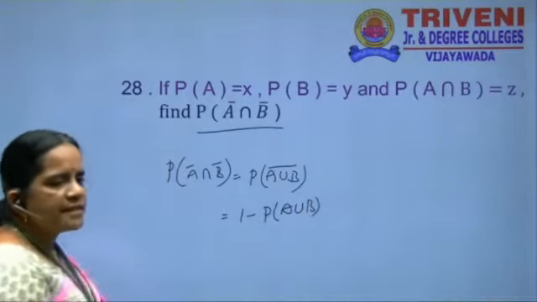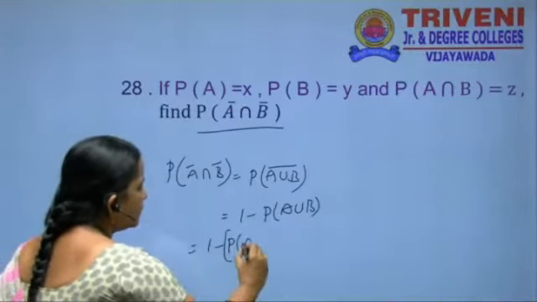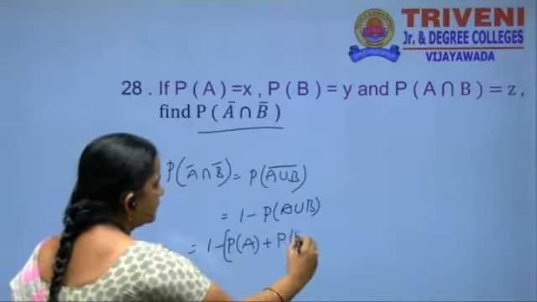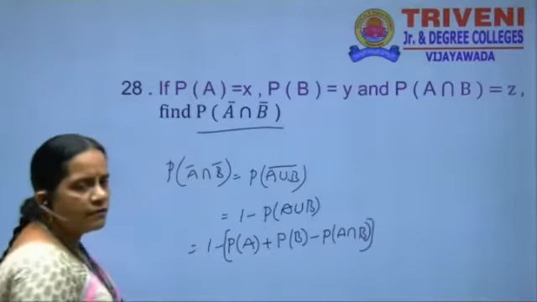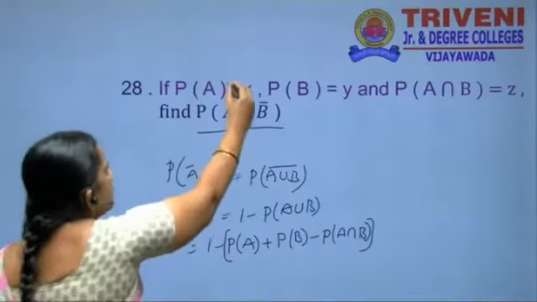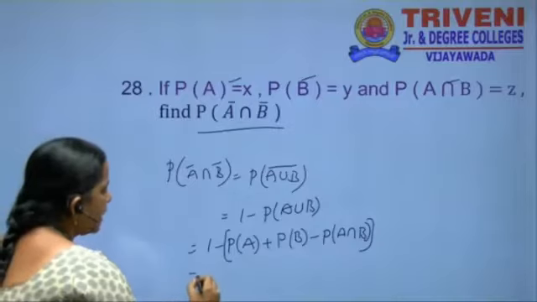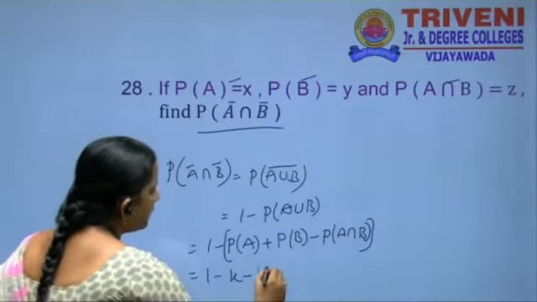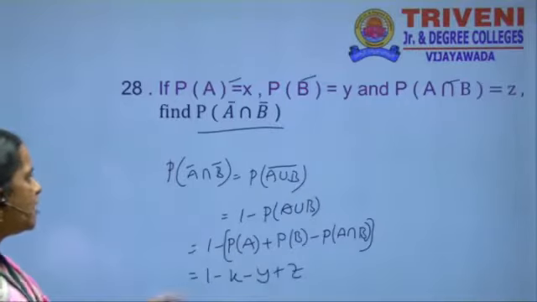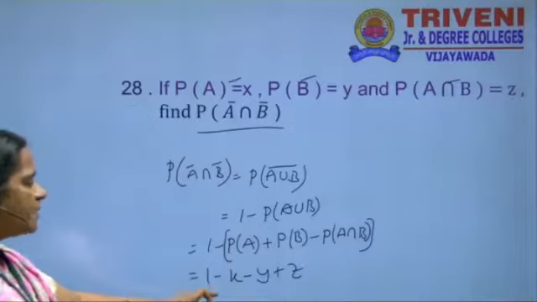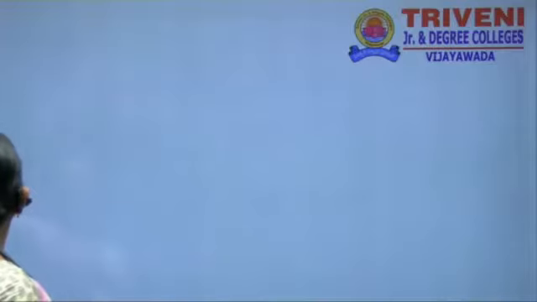Here, by using the addition theorem on probability, we have 1 minus P of A plus P of B minus P of A intersection B. Already you know the values of P of A, P of B and P of A intersection B. Substitute here: 1 minus X minus Y plus Z. Therefore, the value of P of A bar intersection B bar is 1 minus X minus Y plus Z. Okay, and then we are going to the next problem.